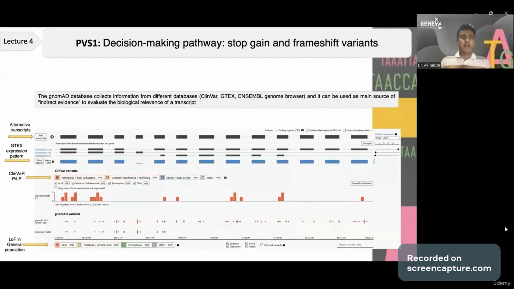Also, there are other parameters like pLI, probability of loss of function intolerance. They give a lot of information about whether the gene is loss of function tolerant or intolerant. You can go to ClinGen and try to identify the haploinsufficiency score for this gene. So these are different resources where you can get more information about loss of function, and if these criteria are met, we can apply PVS1.